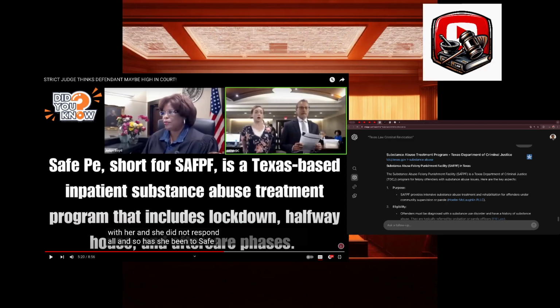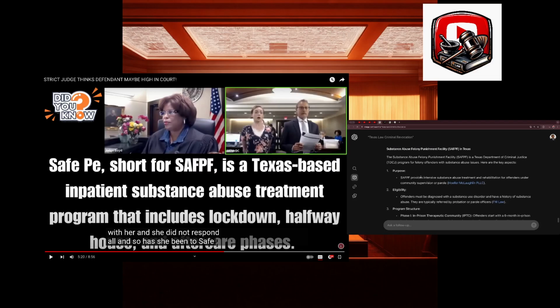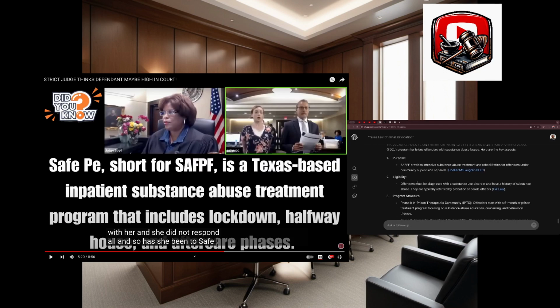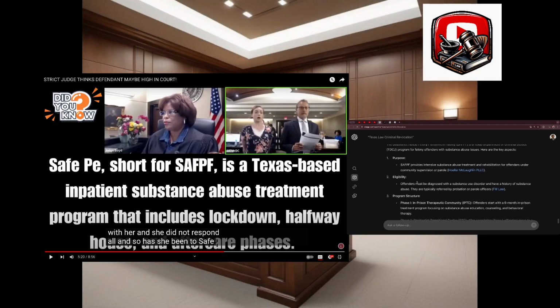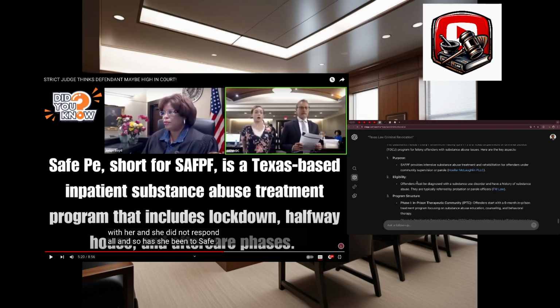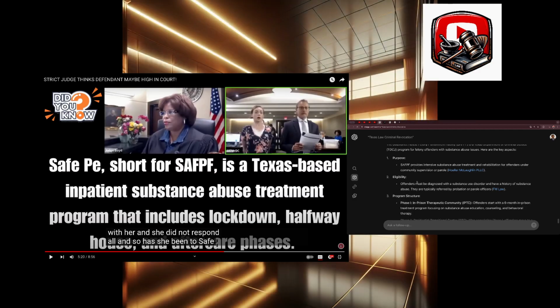Here are the key aspects. Number one, the purpose. SAFE-P provides intensive substance abuse treatment and rehabilitation for offenders under community supervision or parole. Remember I said we have something here called CCC, a community correction facility program that's sort of like a rehab. They have programs and target offenders. People that have drug offenses and certain other offenses can go into one of these facilities for, I guess the maximum term is up to 3 years in CCC here.